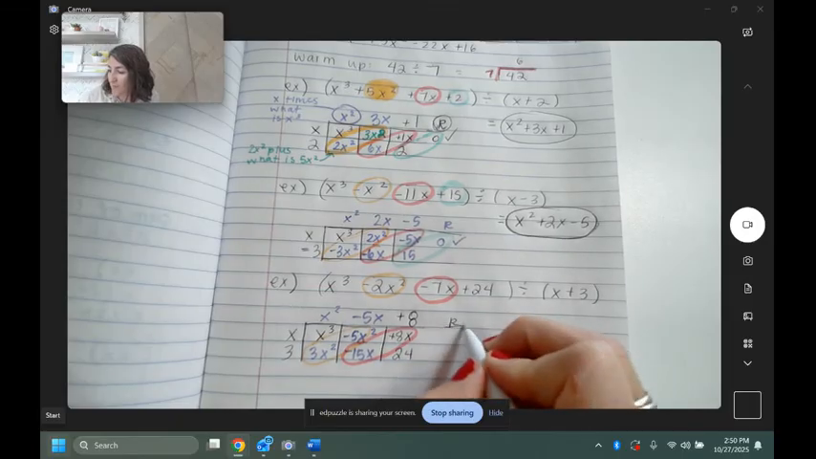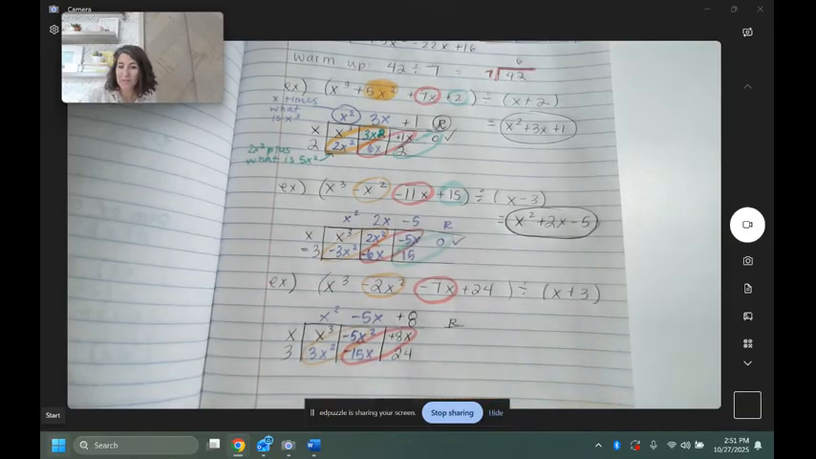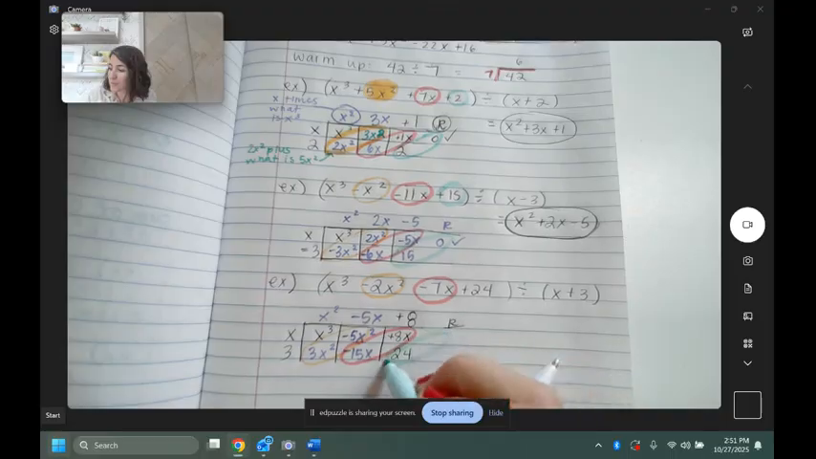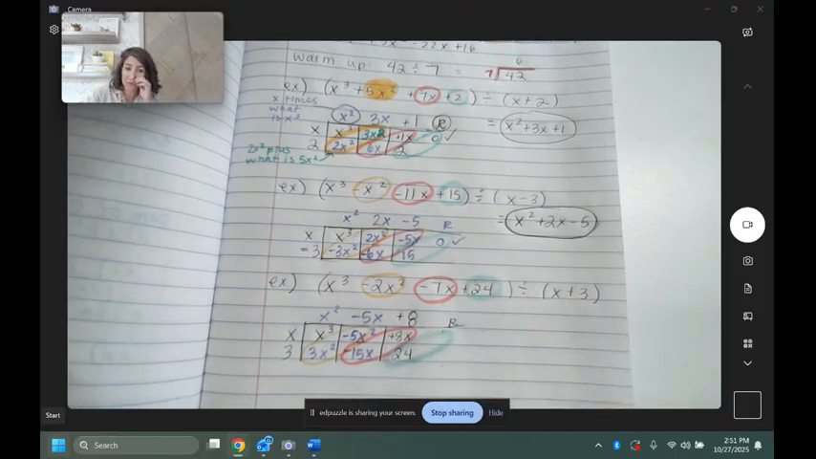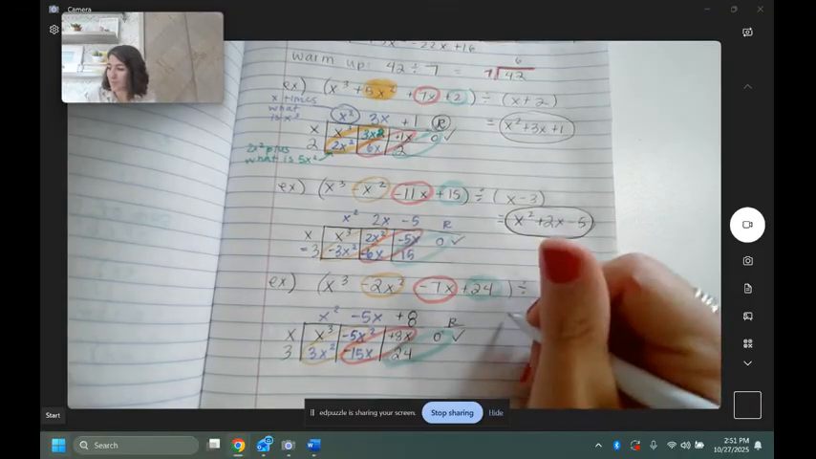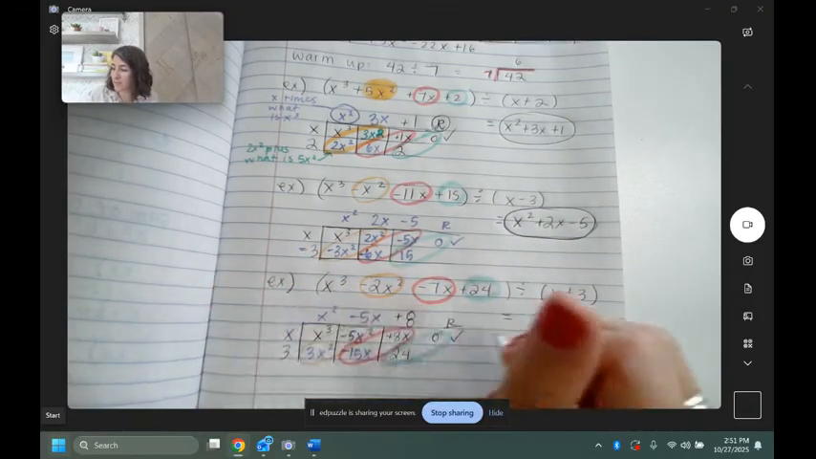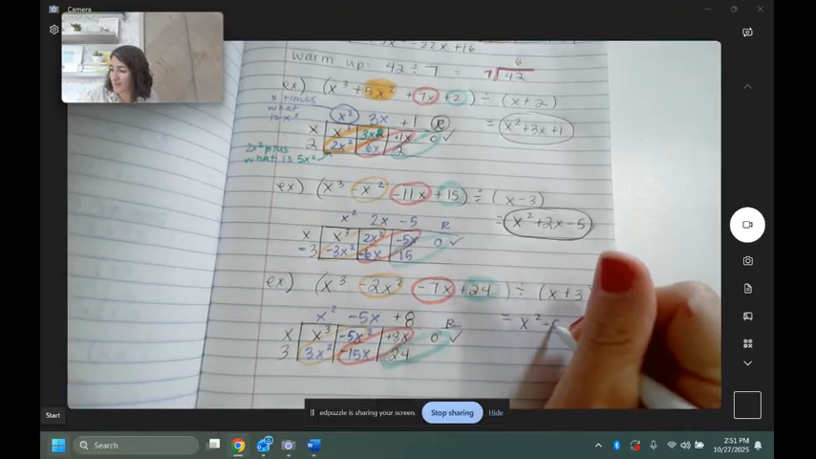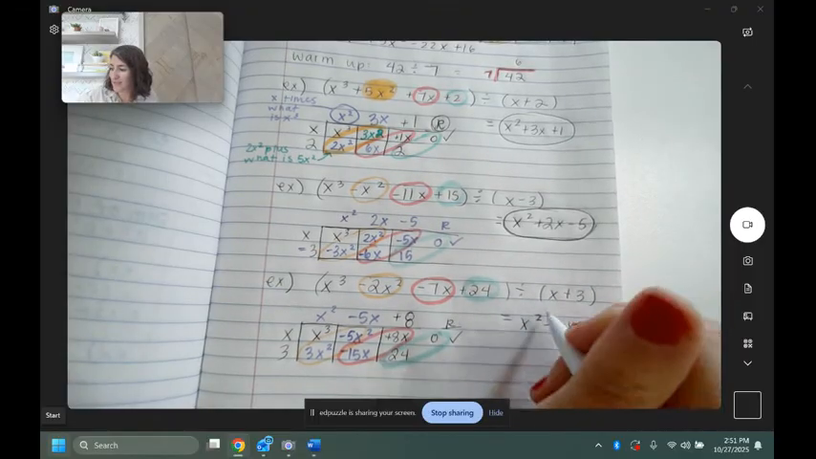Let's check if there's a remainder. 24 plus what is 24? 0. So there's no remainder. My answer is what's on top here: x squared minus 5x plus 8.